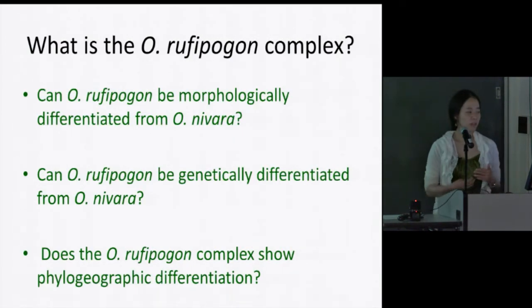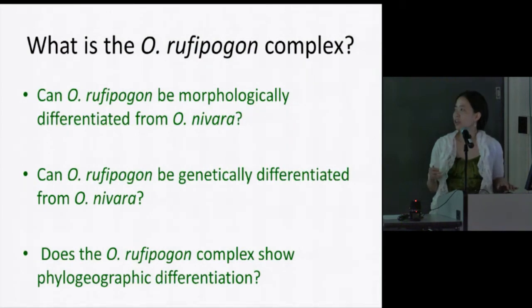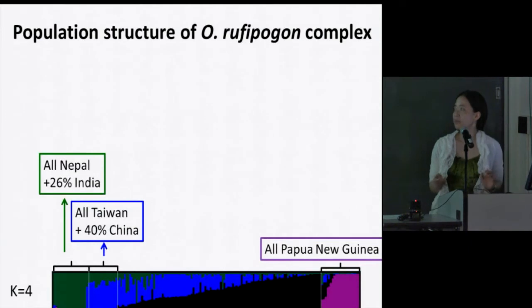But does this complex of rufipogon and Nivara show any sort of phylogeographic differentiation? Differentiation genetically, that is, across some sort of geographic cline. And we see actually that at K equals 4, even though we have this purple and this green subpopulation, they really are not just genetically distinct, but they also cluster together geographically. So 100% of the Papua New Guinea accessions in our panel are represented in this purple cluster, whereas 100% of the accessions from Nepal are represented in the green cluster, plus about a quarter of the Indian accessions.